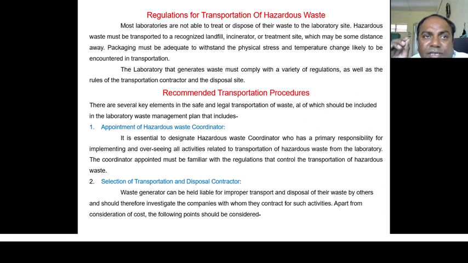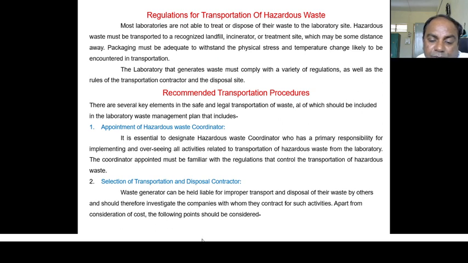That is the duty that this hazardous waste coordinator has to perform. It is the first thing that any industry or laboratory which generates chemical waste on a large scale has to do: appoint one hazardous waste coordinator. It is one post they have to fill, or recruit for, and that post is called hazardous waste coordinator.